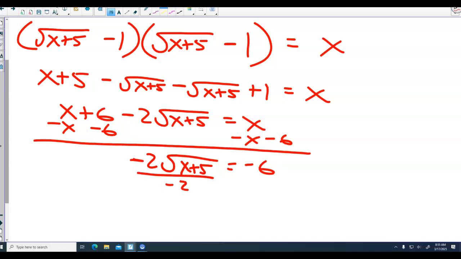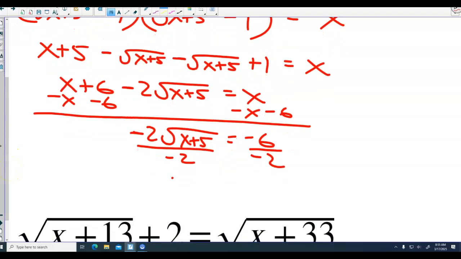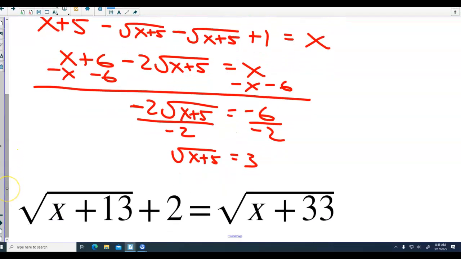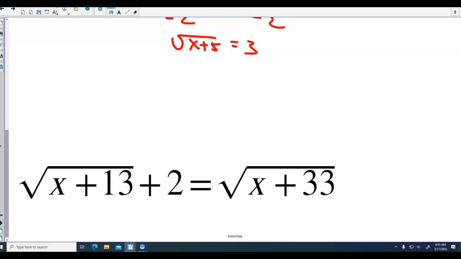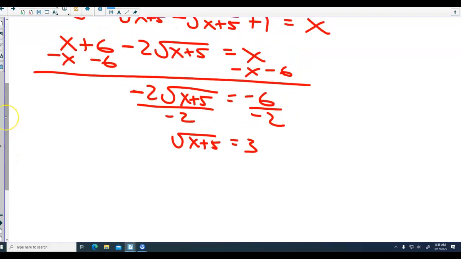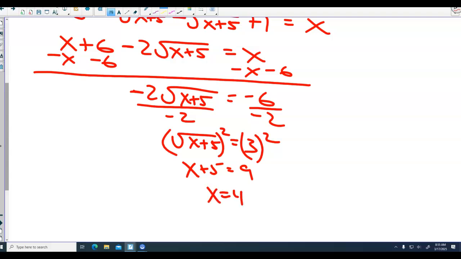I'm going to divide both sides by negative 2. And I'm going to get the square root of x plus 5 equals 3. And now we're going to square both sides to get rid of that radical. x plus 5 equals 9. Subtract 5 on both sides, and my x equals 4.